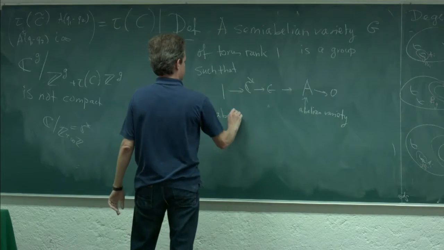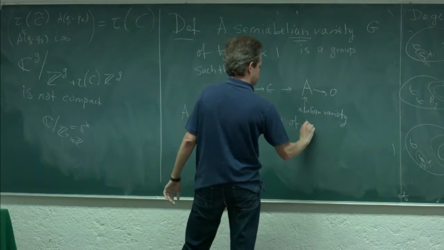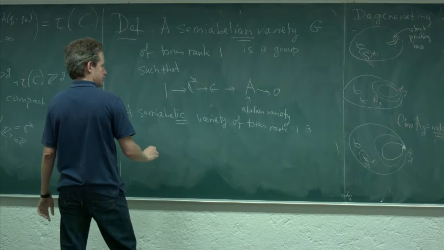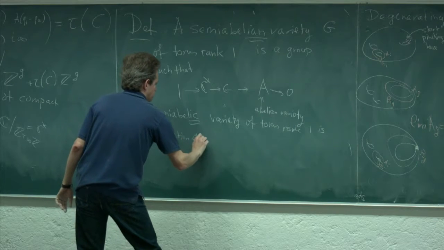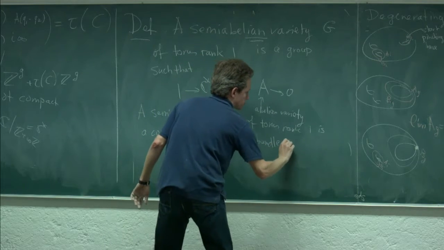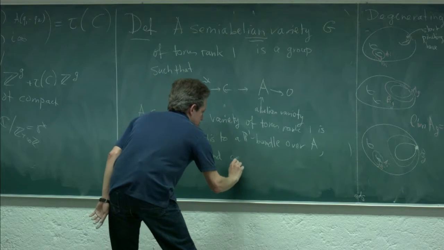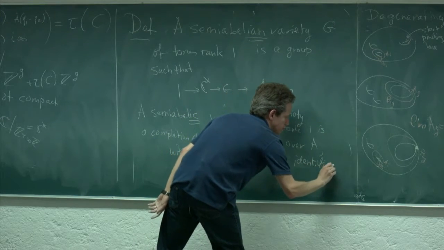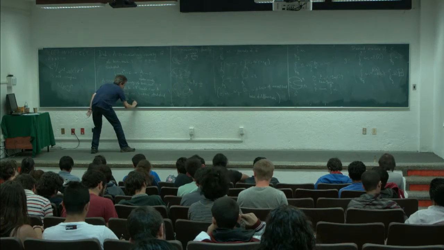A semi-abelic, notice the difference, variety of torus rank 1 is a completion of this to a P1 bundle over A with 0 and infinity sections identified via a shift by this point.